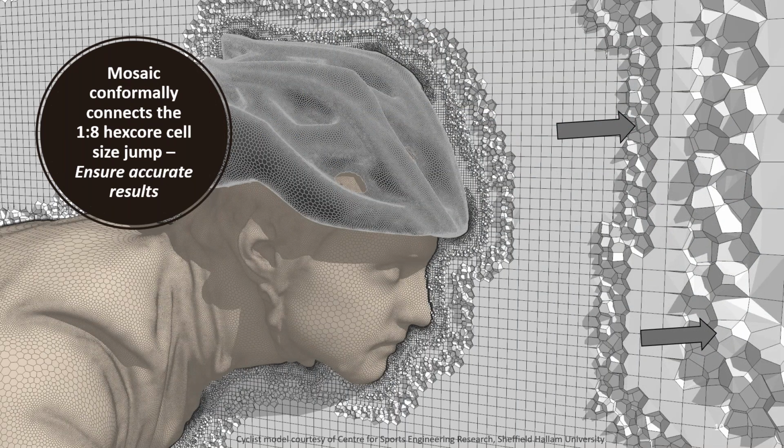One of the other cool features that was enabled in this release is conformally connecting the 1 to 8 hex core cell size jumps here with Poly-Hexcore, and this ensures that you get accurate results. Some people have had issues with the cell size jumps, so you have a 1 to 8 volume ratio between these hex elements, but now you have the possibility of connecting those conformally with these poly cells within the Mosaic environment. So this is really cool.